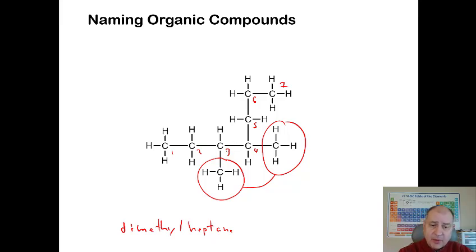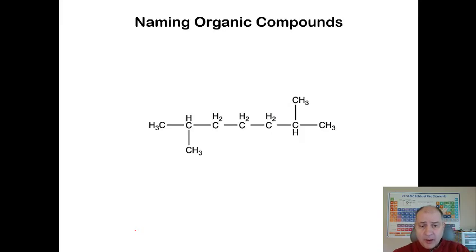Here we have a methyl group on the third. If we labeled it backwards, 1, 2, 3, 4, the methyl group would be on the fourth. So it's going to be the way I have labeled it, and the positions are 3 and 4. So this is 3,4-dimethylheptane, that would be the name of this compound.